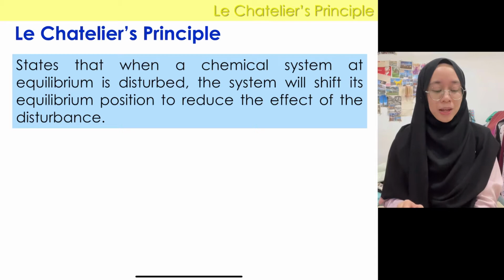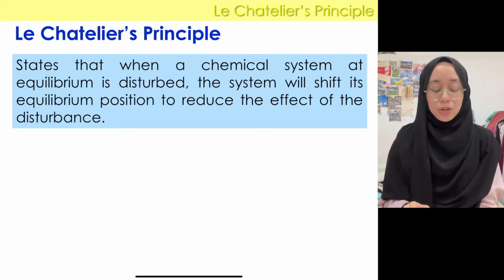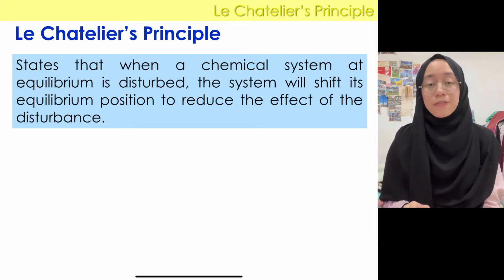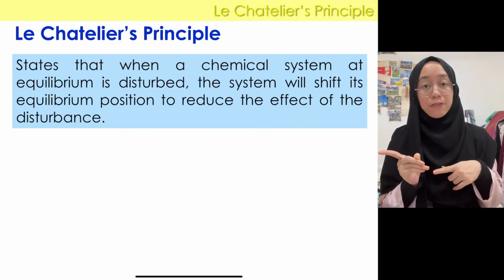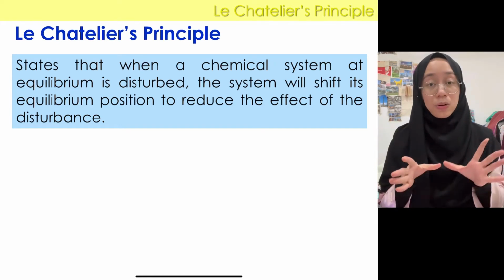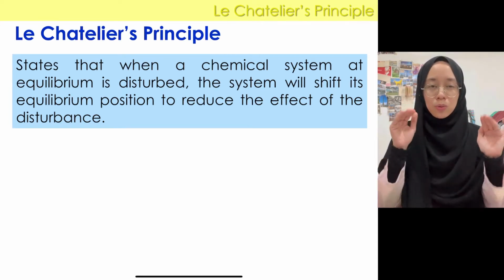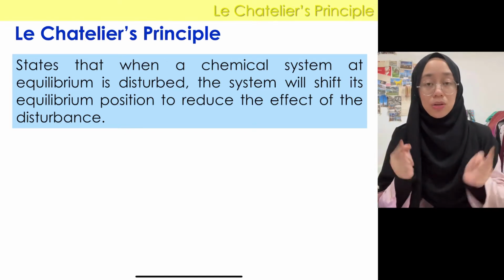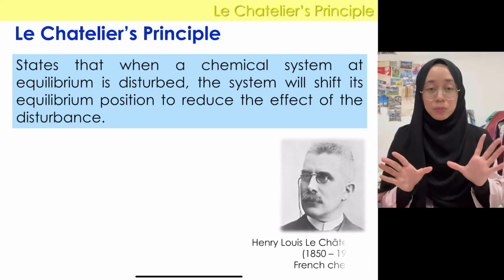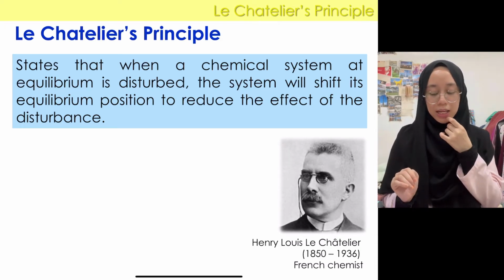Okay, so Le Chatelier's principle states that when a chemical system at equilibrium is disturbed, the system will shift its equilibrium position to reduce the effect of the disturbance. So it will shift either to the right of the system or to the left of the system, if we disturb the system. So if we disturb the system, it will try to reduce the disturbance so that it can re-achieve the equilibrium. Okay, so sometimes you might see this is the scientist, Henry Louis Le Chatelier.